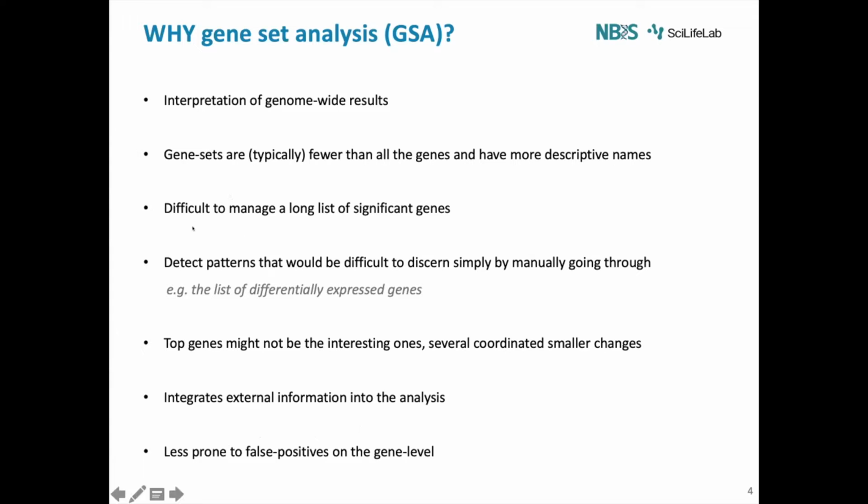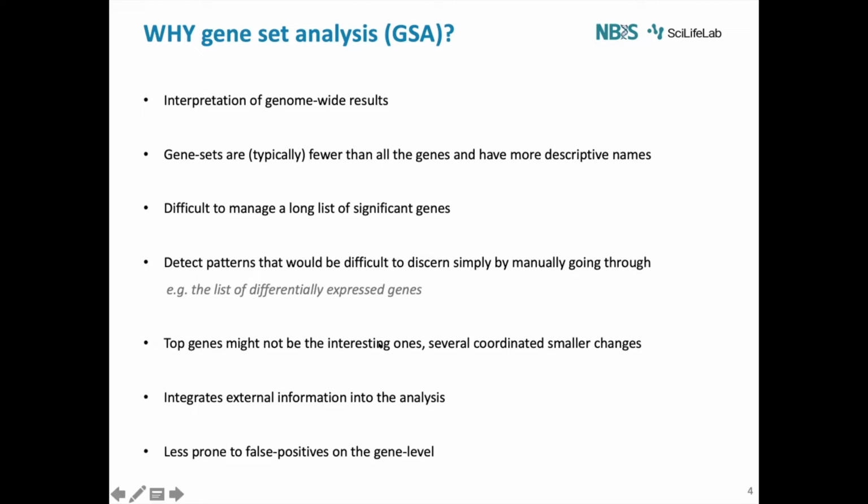So it's of course difficult to manage a long list of significant genes. Then we can compile that into a couple of enriched terms. And that also allows us to detect patterns that would be difficult to see if you just look at the list of differential genes, because many of those genes have exactly the same expression trend since they belong to the same pathway. And in that way, we can also remove redundancy in the data in a way other than PCA, for example, that we have seen before.